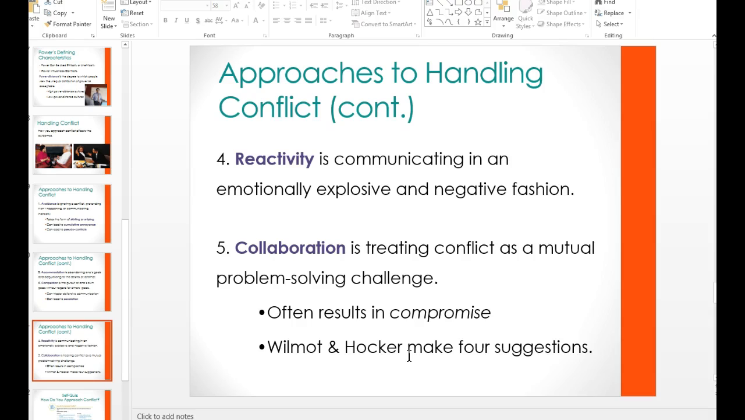The first one, and you should know these, is attack problems, not people. The second is to focus on common interests and long-term goals. The third is to create options before arriving at decisions. Be flexible. And finally, the fourth is critically evaluate your solution. Ask for an assessment. Is this equally fair for both of us?